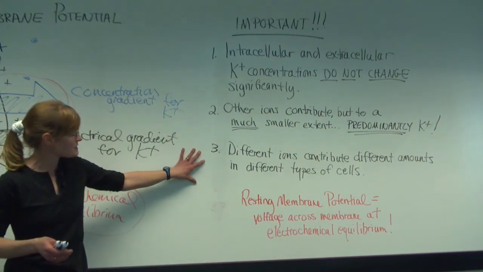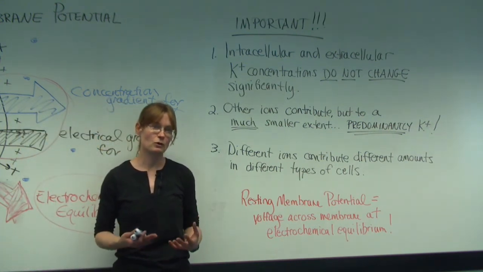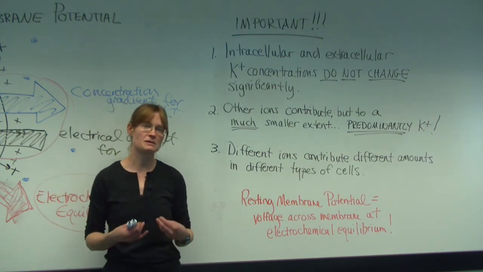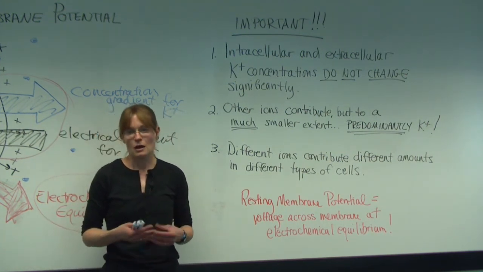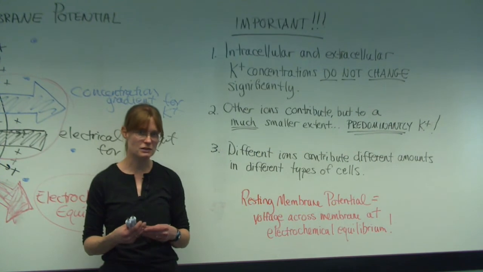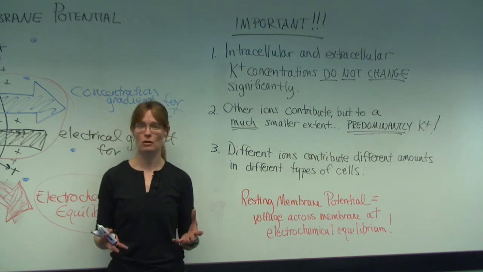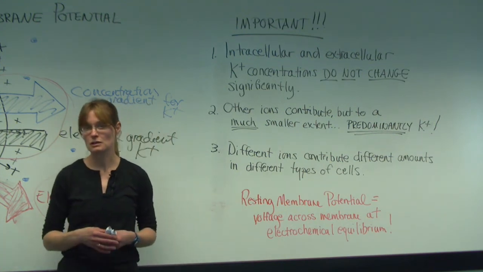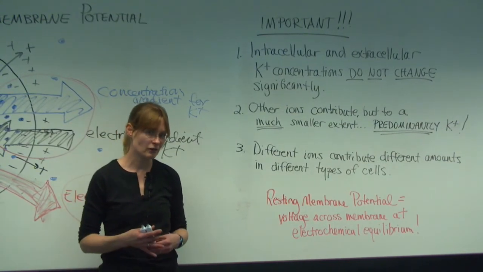And then the last thing is that in different types of cells, different ions can contribute more or less. It really depends on the particular concentration gradients in that cell. It depends on the types of ion channels that are open at rest, and it's going to be variable. For example, chloride. Chloride does not play much of a role at all in the development of the resting membrane potential in neurons, but in skeletal muscle, it plays a huge role. In fact, in human skeletal muscle, chloride ions may even be more important in establishing the resting membrane potential than potassium ions are. So it's going to be variable.